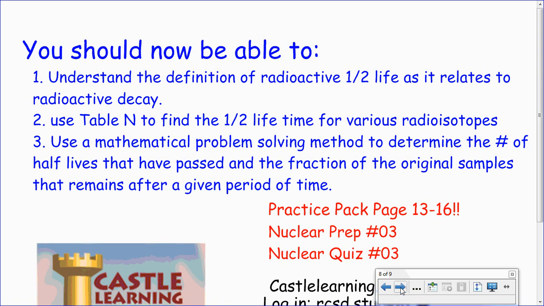At this point, you should have a basic definition of what radioactive half-life is as it relates to radioactive decay. Remember, always dividing by 2. You should also be able to look at Table N to find the half-life times for various radioisotopes. Those are the ones that will be on the tests, quizzes, and Regents exam. And then use that mathematical problem-solving method to determine the number of half-lives that have passed and the fraction of the original sample that remains after a given period of time.